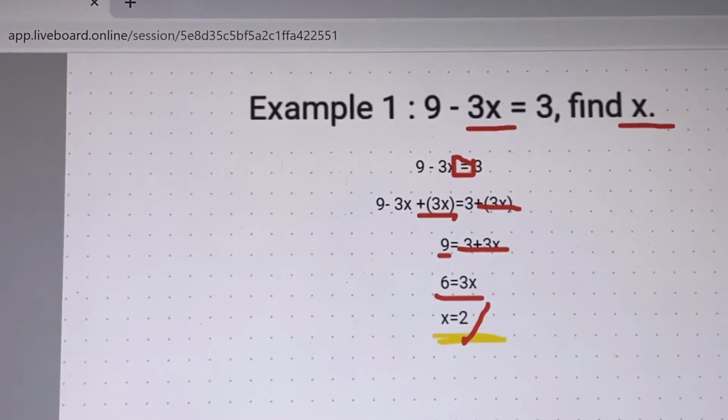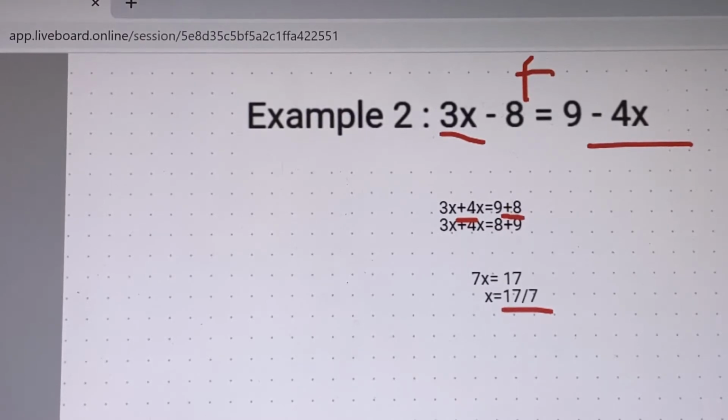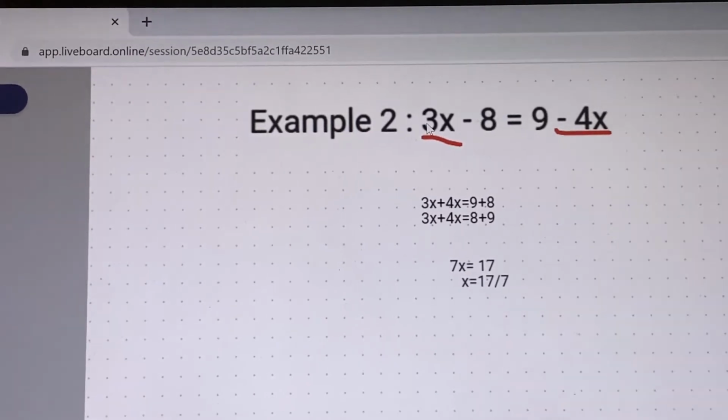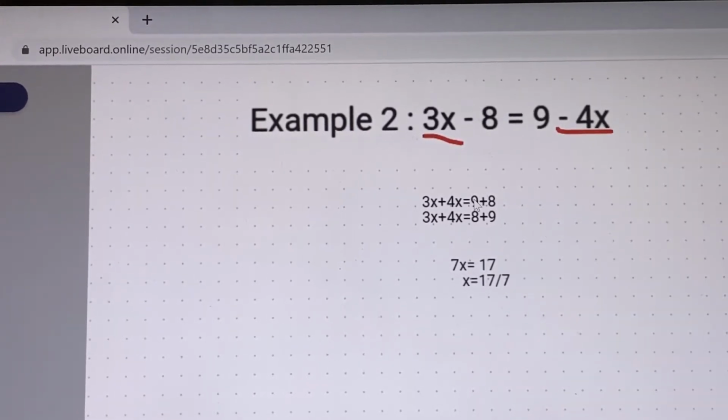Positive become negative. Okay, so let's shift to this example 2, where there is 3x on both sides, as in both x terms. So what we can do is we group them together, where all the non-x terms go here, and the x terms go here, and we add them together, 7x and 17. x equals 17 divided by 7, where I shift the 7 over there, which becomes divide, because it was multiplying here.